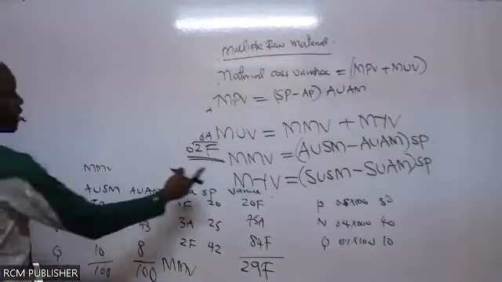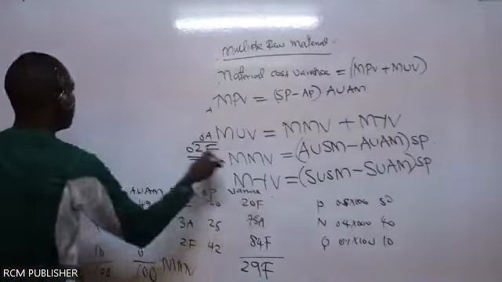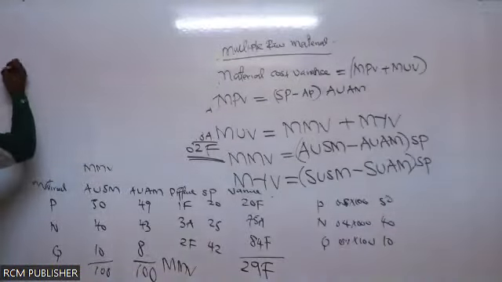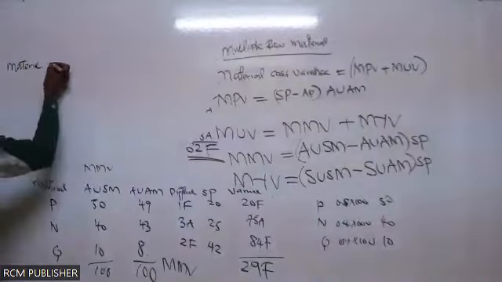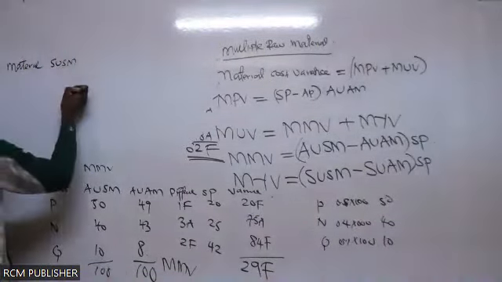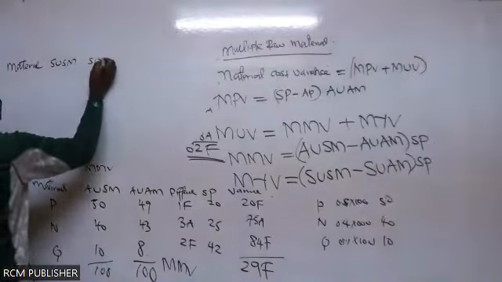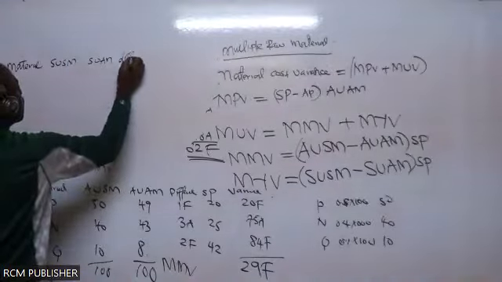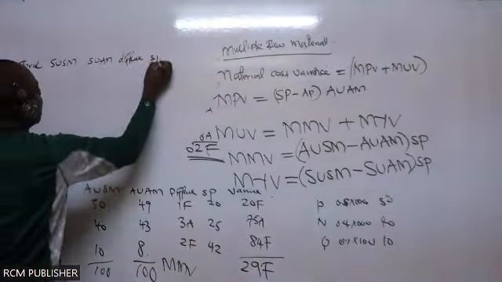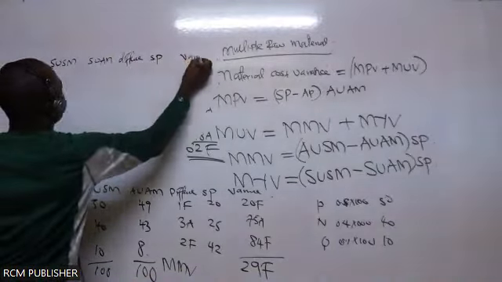Material yield variance says it is standard usage in standard mix. So I come here and have my material. Then I have standard usage in standard mix. Then standard usage in actual mix. I look for the difference, standard price, and then variance.